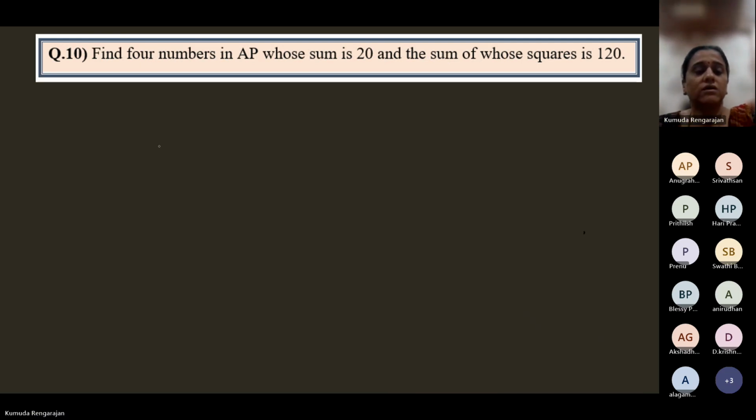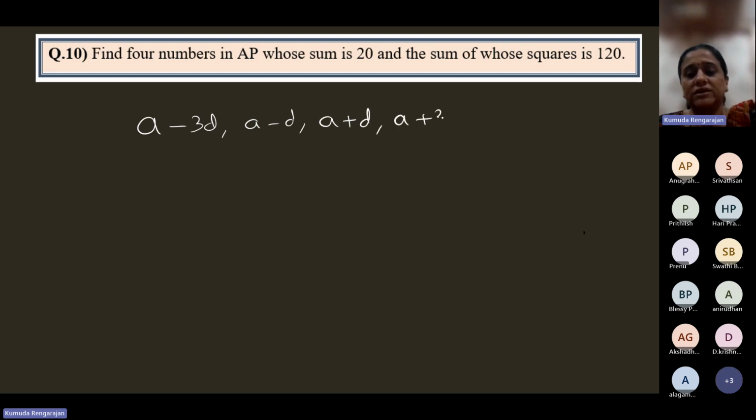So here in this question, find 4 numbers in AP. You must go with this assumption. Let the 4 numbers be a minus 3d, a minus d, a plus d, and a plus 3d. The sum of these 4 numbers is 20. So when you add these 4, the value is equal to 20.